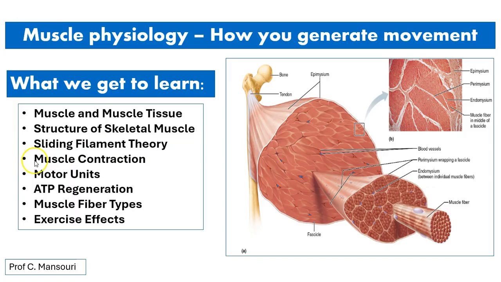Next, we'll talk about muscle contraction, which basically means how are muscles triggered and then controlled in order to contract. Then we'll be talking about motor units and really the nervous system and how they have a role in fine-tuning the force of muscles. We'll then get into ATP regeneration because muscles generate ATP as their energy source. And then we'll get into muscle fiber types, because different muscle fiber types can influence the endurance or strength of a muscle.